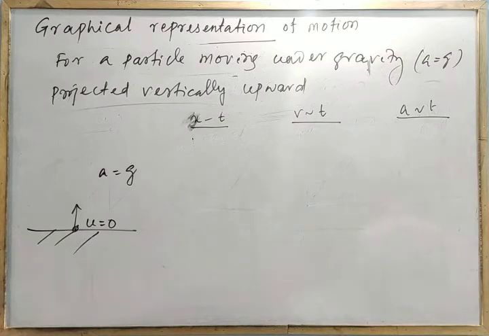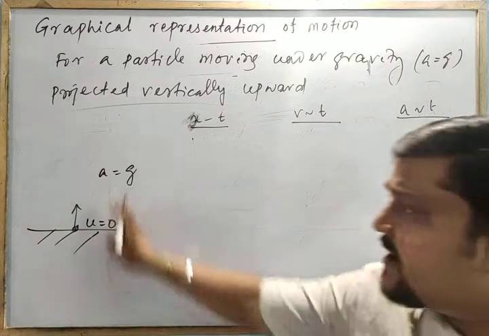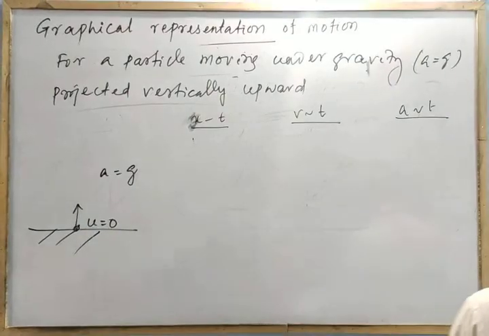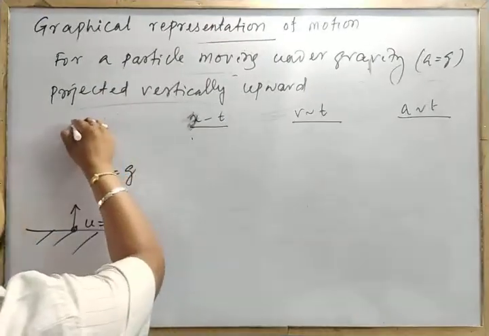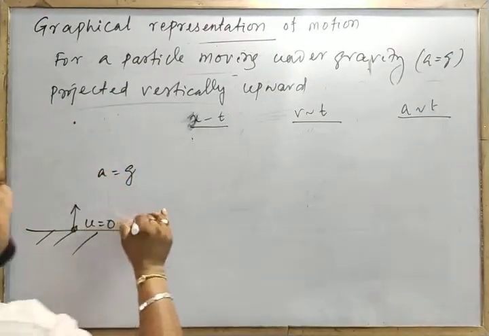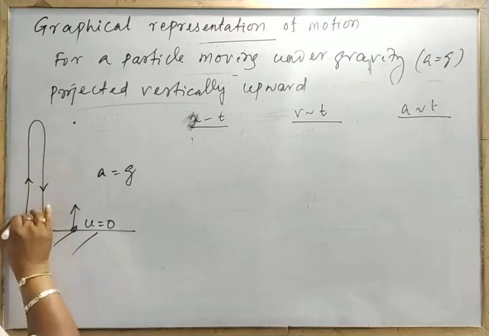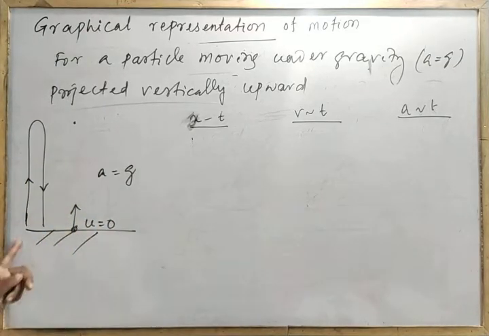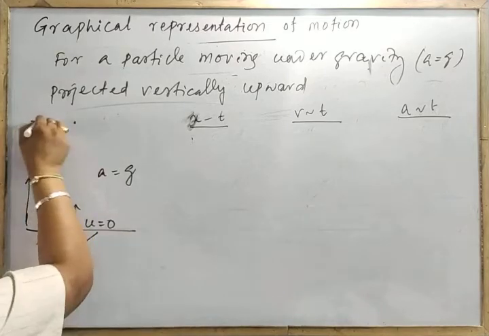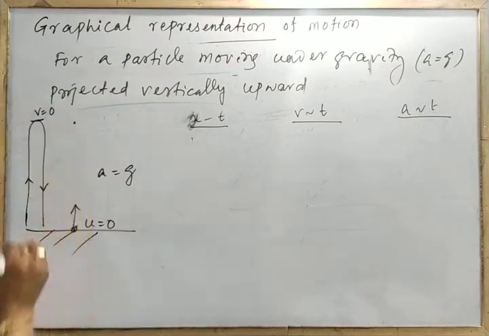The direction of motion going up will be positive. So if it goes up, it will go to a certain height, then come back. This is the motion. You will consider this whole system: it goes up, then comes down. Here the final velocity becomes 0, then it goes down.